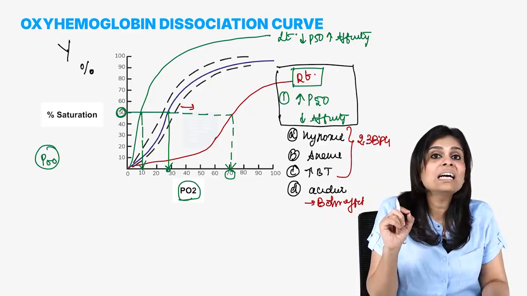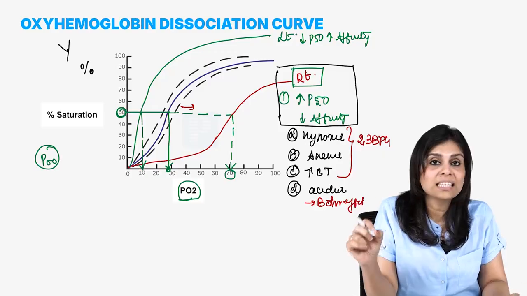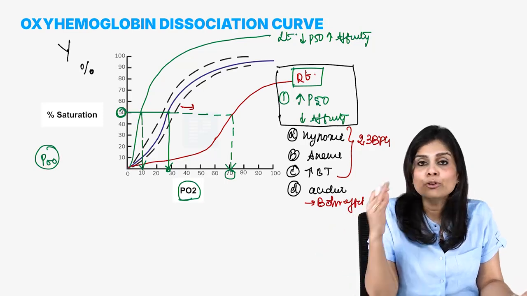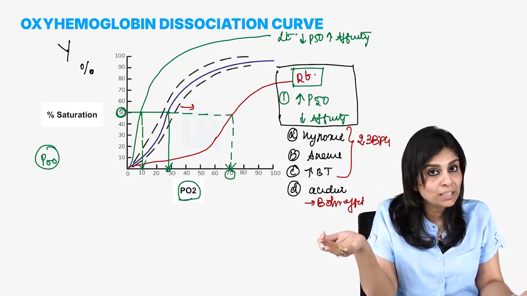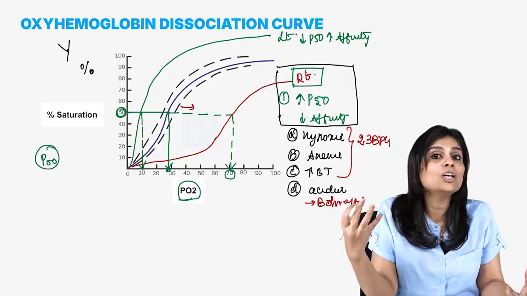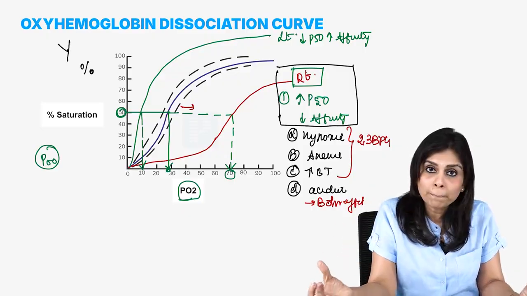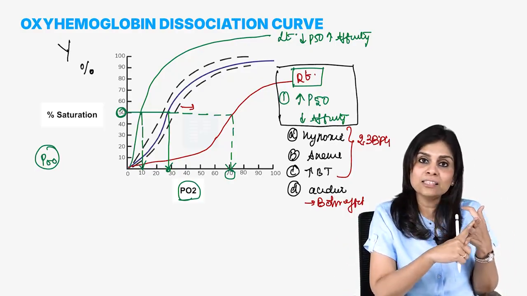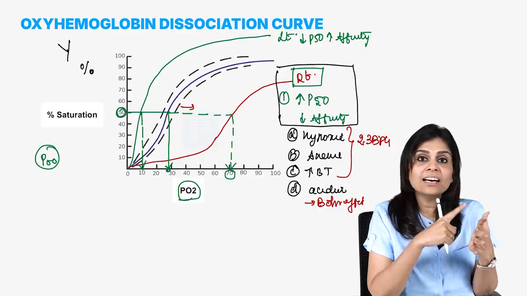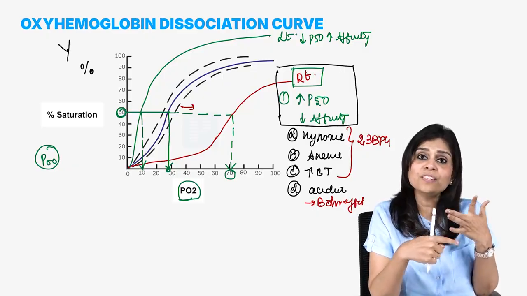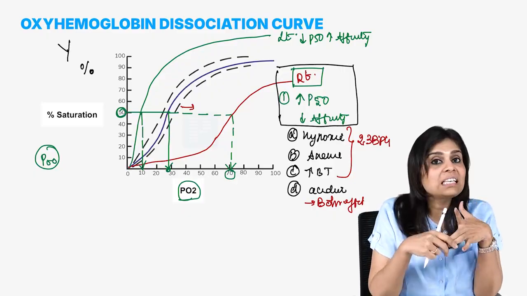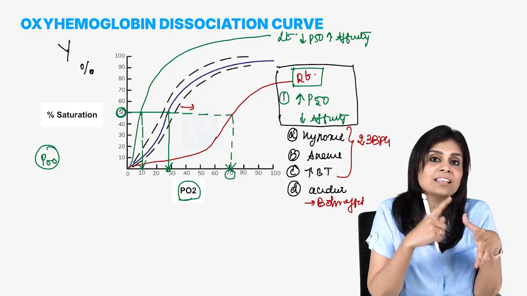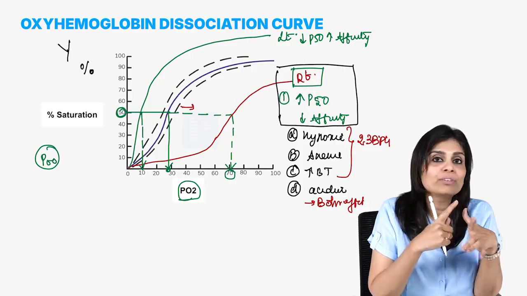So that is about conditions which shift the curve to the right. I hope it's clear to all of you. No point in just memorizing it. You should know that the curve gets shifted to the right whenever there is effective deoxygenation that is necessary. And conditions include hypoxia, anemia, increase in body temperature, and acidosis. First three conditions because of increased 2,3-BPG production. And the last one wherein there is acidosis, it's because of Bohr effect.